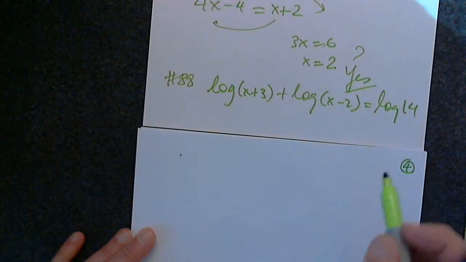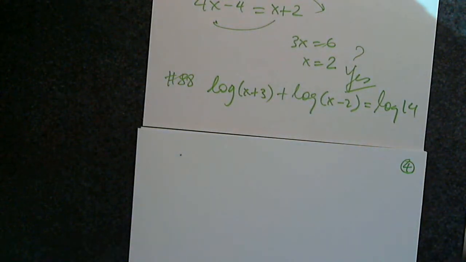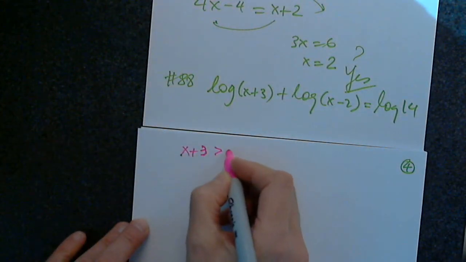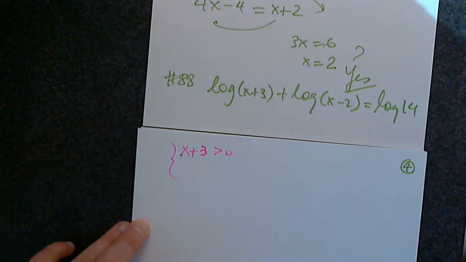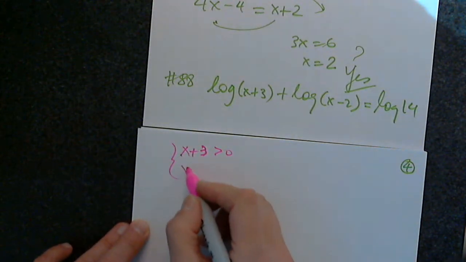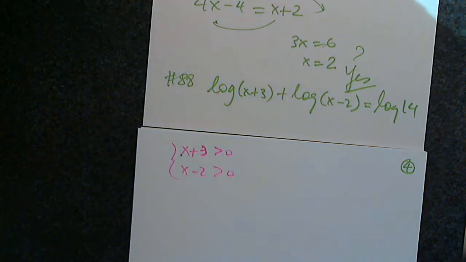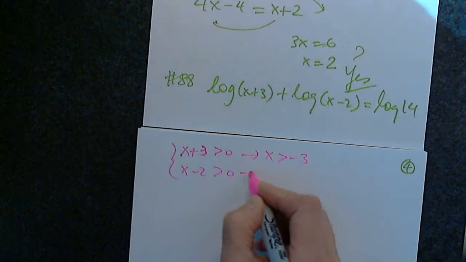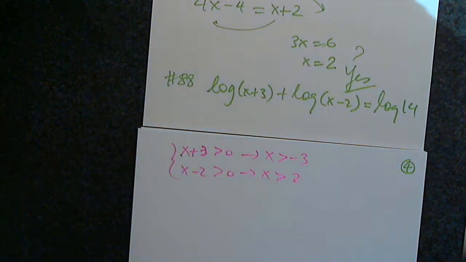Good. So what is the condition that I have to write for the first log to exist? x plus 3 is greater than 0. Excellent. What is the condition for the second log to exist? x minus 2 greater than 0. The last one is log of 14. It exists forever. That's just a number. So this one gives x greater than negative 3, and this one gives x greater than 2.